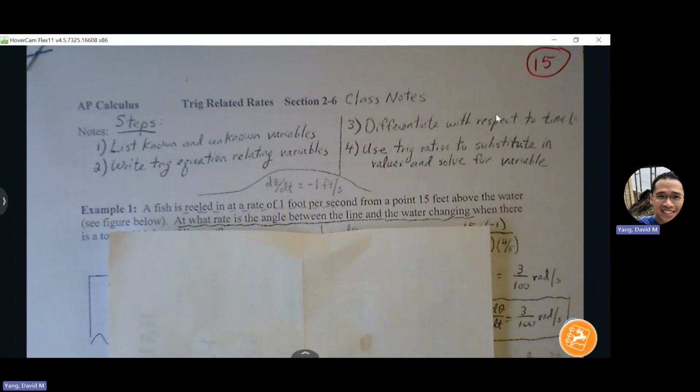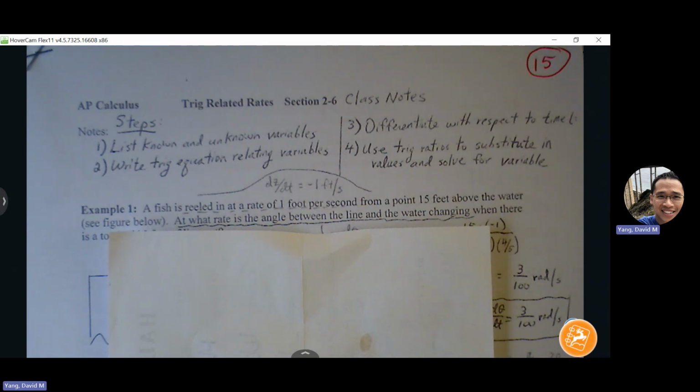There's always going to be a trig equation that relates the variables together. In this case, it'll either be a sine theta equation, a tangent theta equation, or a cosine theta equation. Okay. Next up, we're going to differentiate with respect to time t.